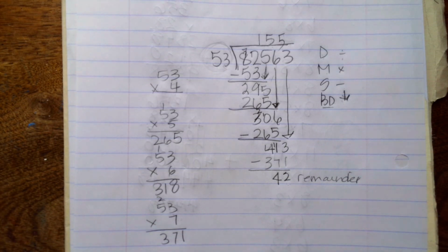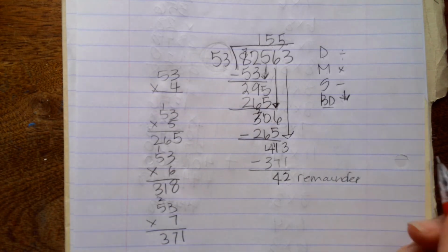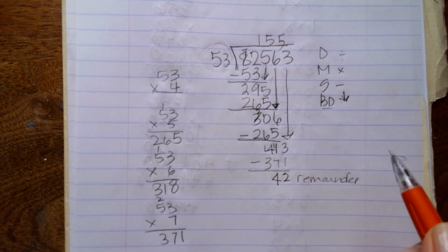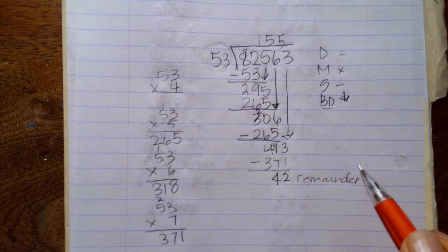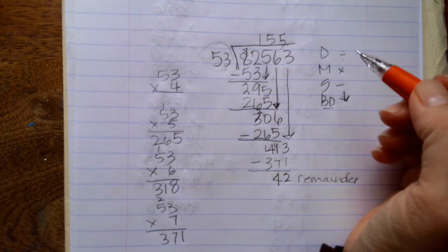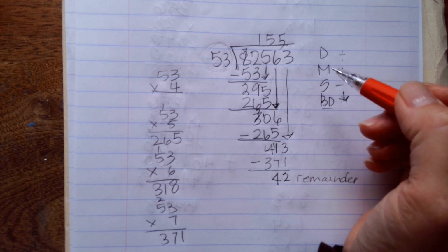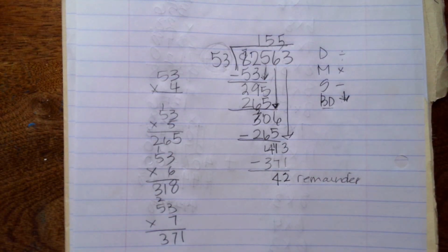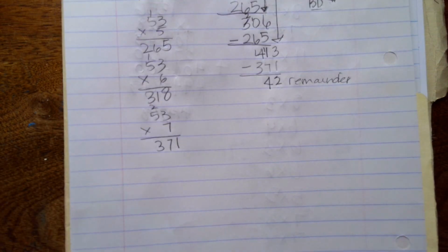And so 155 times 53. I forgot to add something in there. Oh no. 563 divided by 55. I don't know what I did. Okay, well, I did that wrong. So don't watch that part. We'll redo it on the next video.